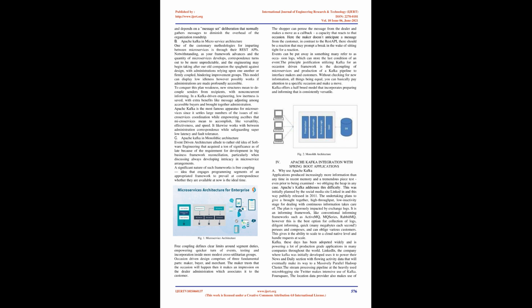To overcome this design weakness, new architectures aim to decouple senders from recipients, with asynchronous messaging. In a Kafka-driven architecture, low latency is preserved, with extra benefits like message balancing among available consumers and centralized management. Apache Kafka is the most famous tool for microservices since it solves many of the problems of microservices coordination while enabling attributes that microservices aim to achieve, like scalability, efficiency, and speed. It also facilitates inter-service communication while preserving super low latency and fault tolerance.